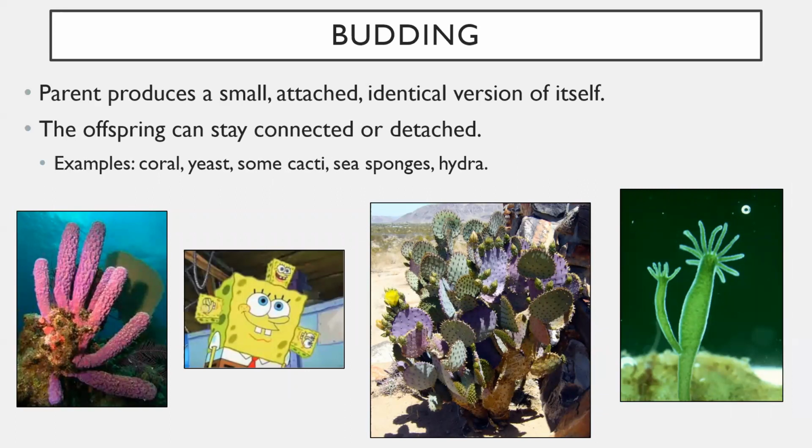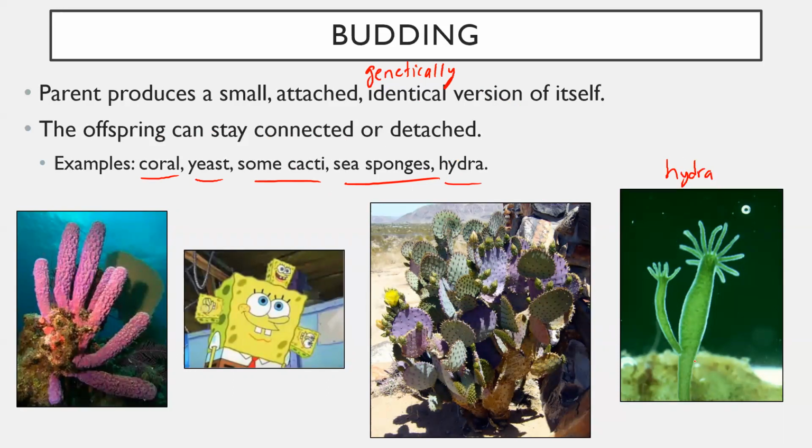Budding is where a parent produces a small attached identical version of itself. Now by identical, we really should say genetically identical version of itself. Now the offspring can stay connected or it can be detached, right? So in other words, once it comes up, maybe it'll detach off, fall into the ground or wherever, and then form a new plant altogether. So for some examples, coral does this, yeast, certain types of cacti do this, sea sponges, as well as a very strange, extremely tiny animal called a hydra. That's what this picture is right here.